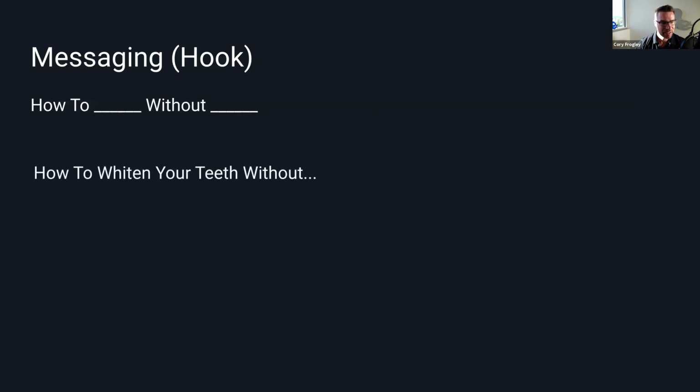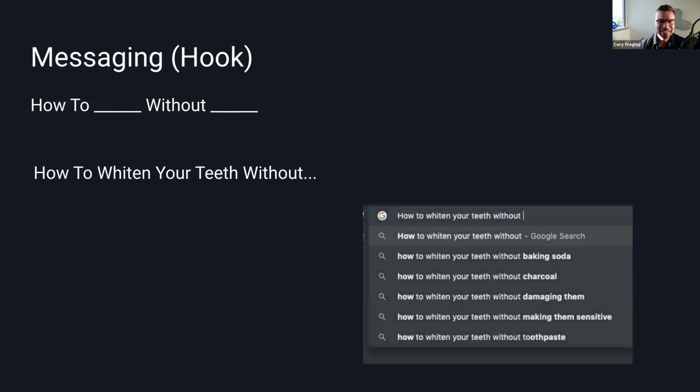Well, in this case, it's how to whiten your teeth without, and maybe you're not sure what people are looking for. So Google's made this really easy, you guys. All you have to do is go into Google and type in how to whiten your teeth without, and look what comes up. It's going to tell you the top searches in your area of what people are already looking for. How to fix low back pain without.